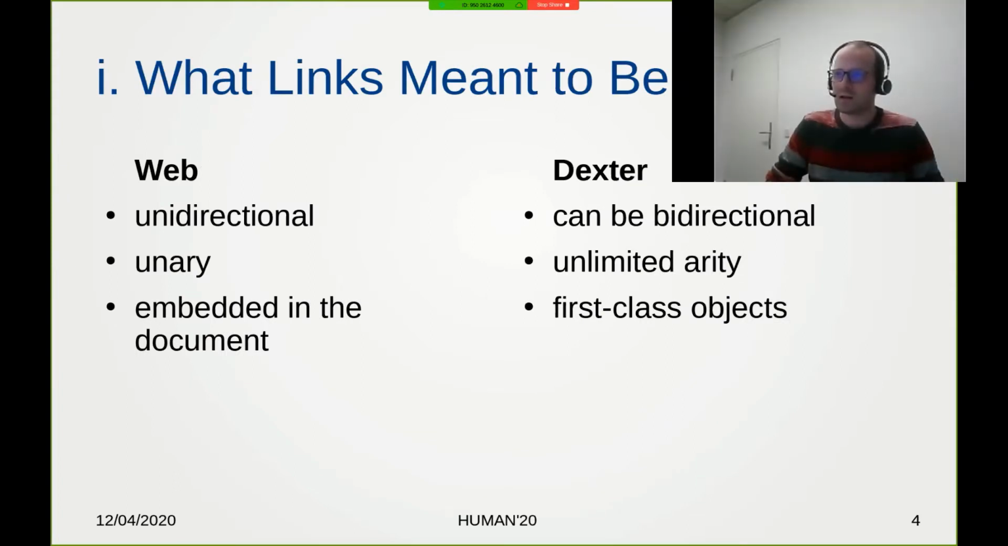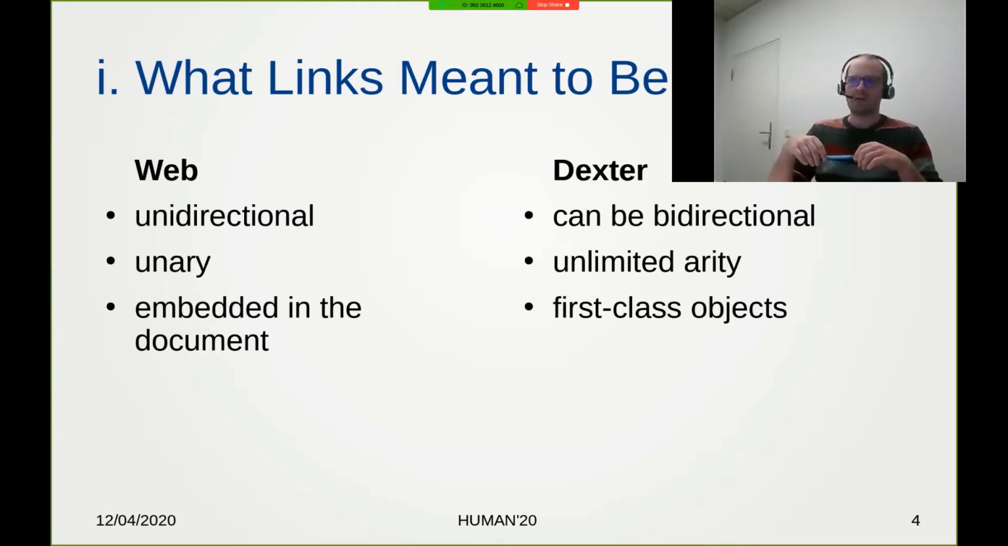So I talked about the difference of the link model in the web and links, how they are, for example, defined in the Dexter reference model. On the one hand, web links are unidirectional, so you can go from one source document to another target document, but you cannot travel the same way back. Whereas in Dexter, you can perfectly do such bidirectional links.